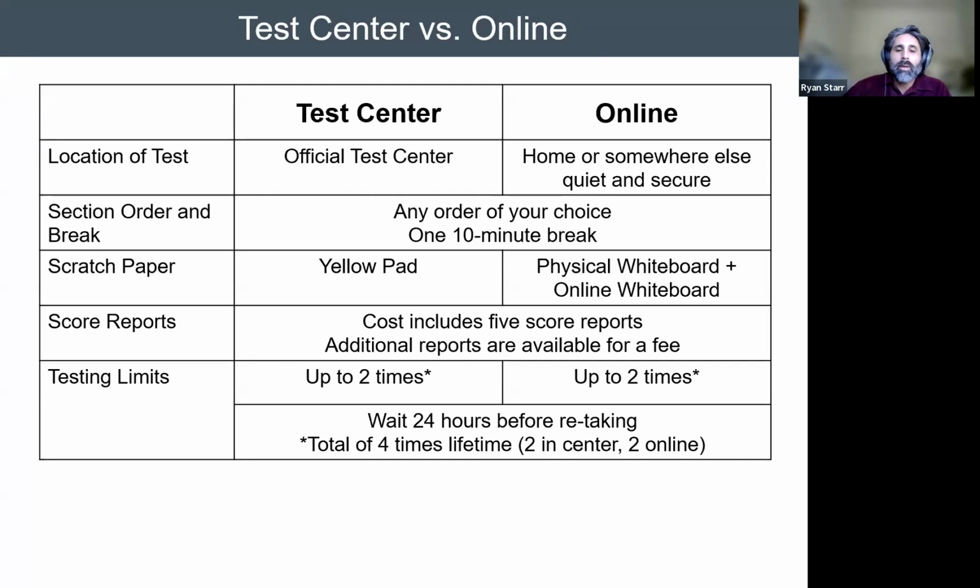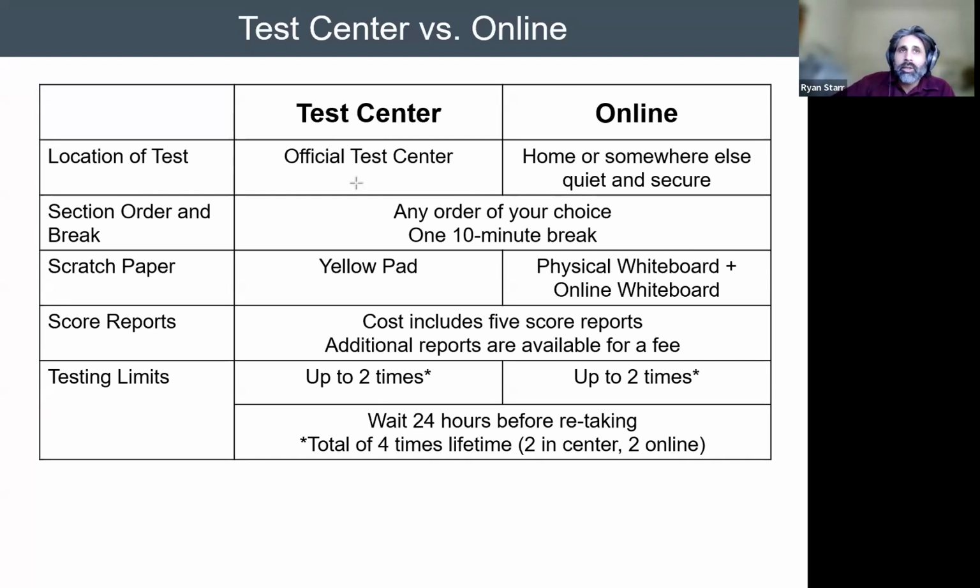If you take it at a test center, one, subject to availability. If you're in a big city, there are going to be tons of test centers. But if you're in a more rural area or in a country other than the US, test centers can be fewer and farther between. They are available usually somewhere in the general vicinity of at least major cities. Online, you can take it, of course, from anywhere.